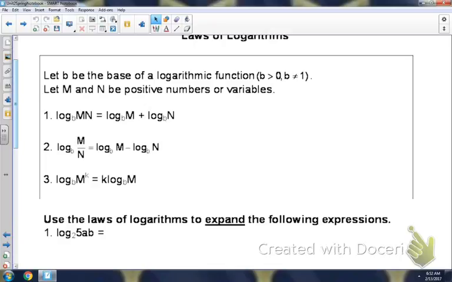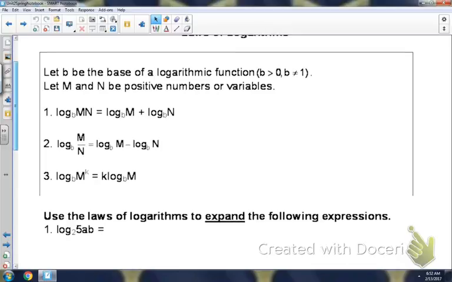Okay, so law 2, when you're dividing in a log, you can expand it by subtracting. Same thing in laws of exponents. When you divide, you subtract the exponents. And then law 3 states that if we have an exponent, we can rewrite that as a coefficient in front of that log term. Okay?